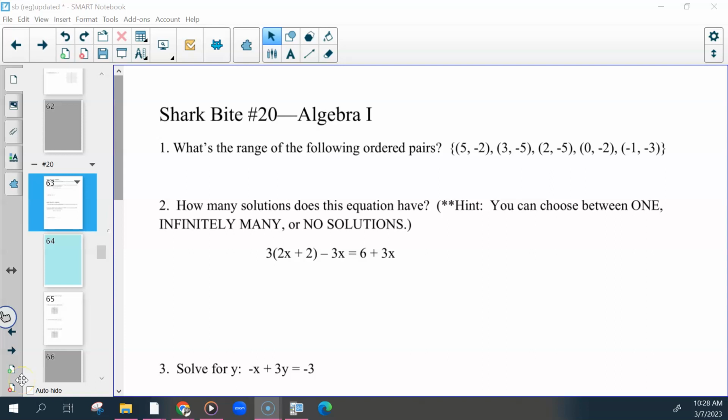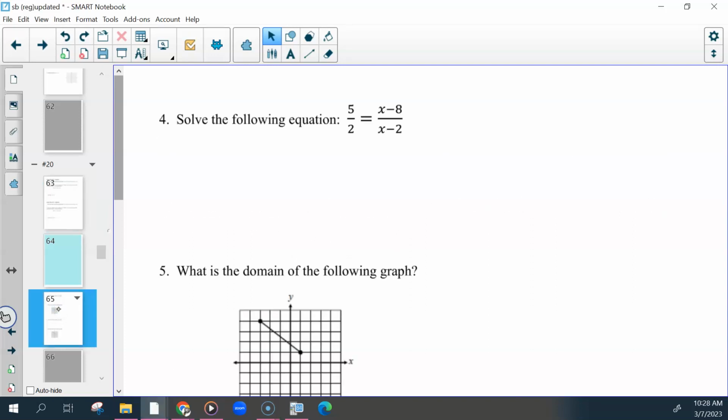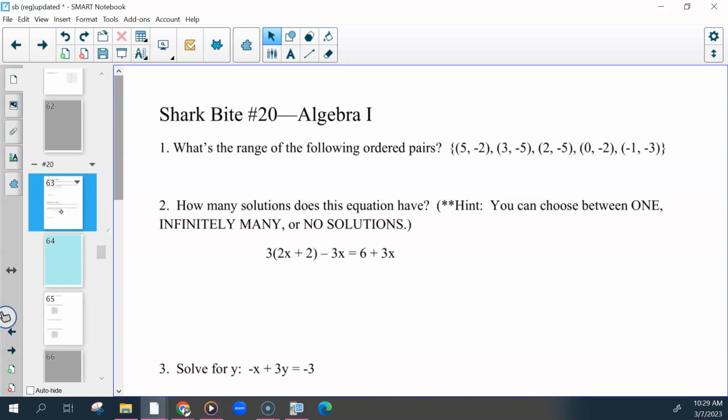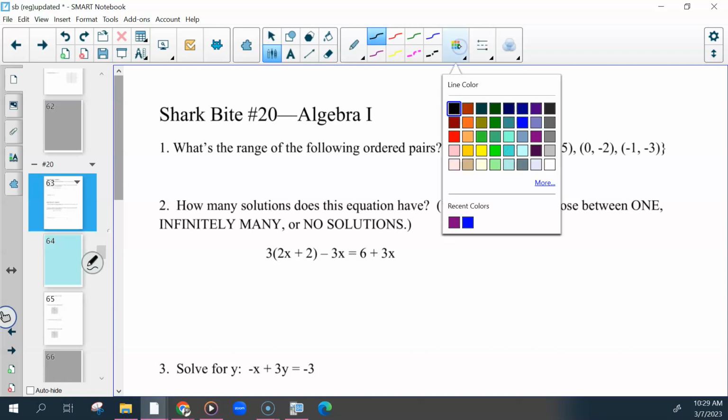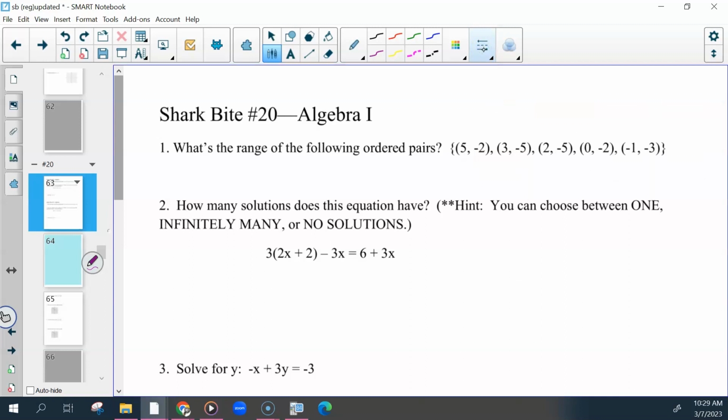So on the shark bite, which ones do we want to see, go over, had questions about the most? Okay. So 2, 3, and 4 can be done on Desmos, so we're going to do those anyway, and then I saw 1 and 5, so we'll do them all. 1 and 5 can't be done on Desmos, so these would be ones you would have to know.